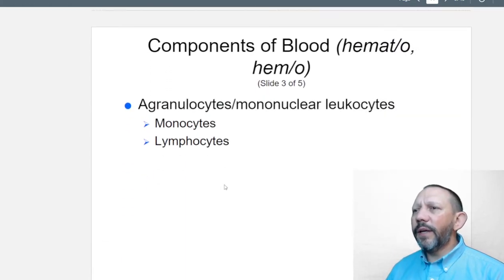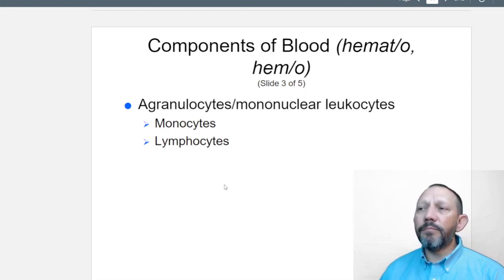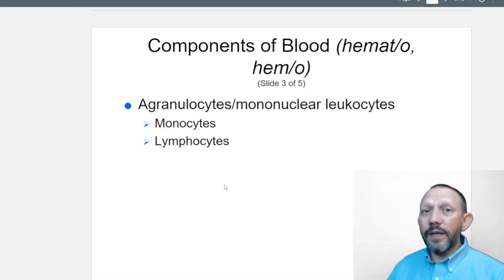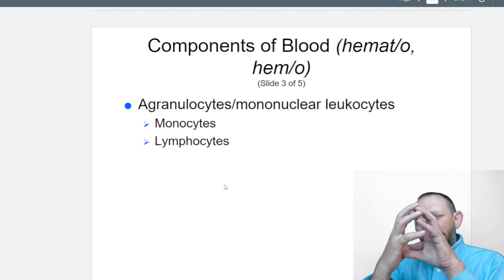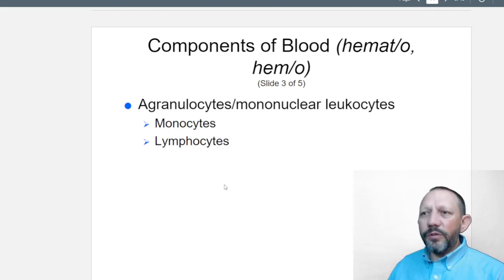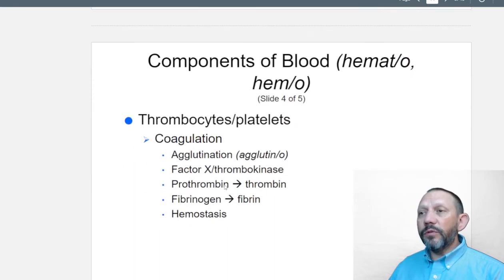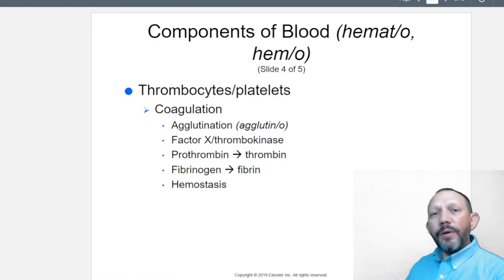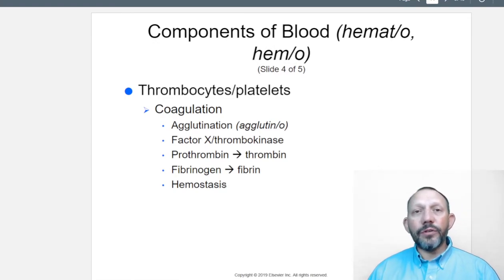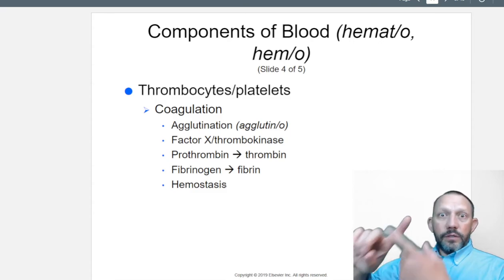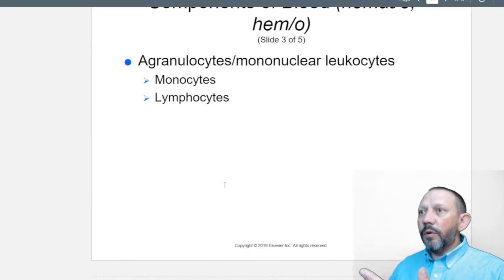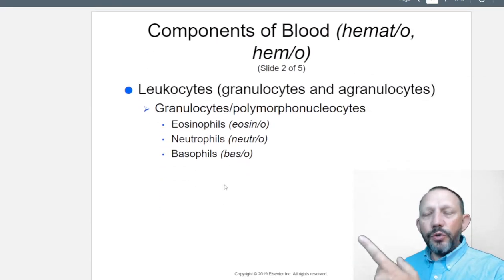Components of blood again, agranulocytes. These are mononuclear. They have one nucleus, one confined nucleus, not in little lobes. There are monocytes, which means single cells, and lymphocytes, which means part of the lymph system. That's where we find most of them. Thrombocytes and platelets deal with coagulation. So we have eosinophils, basophils, and neutrophils, three of them.